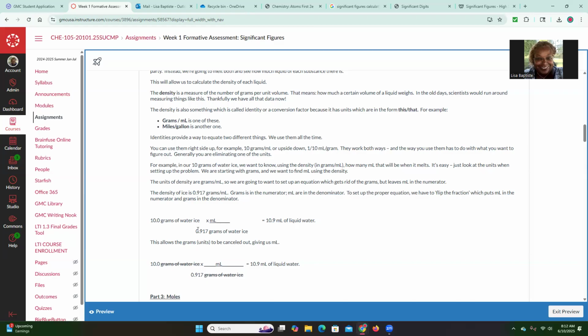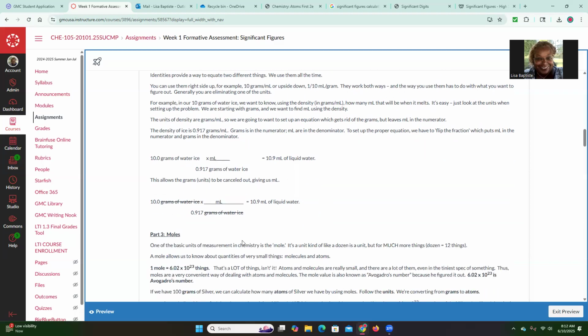And so you take 10.0 divided by 0.917 and we get 10.9. 10.0 has three significant figures. 0.917 has three significant figures. So when we divide them, our final answer should have three significant figures. And so that was using our numbers. But let's look at our units because our units, remember, are part of the calculation as well. Because we have grams on the top and grams on the bottom, they're going to cancel out, and we're left with just our milliliters.